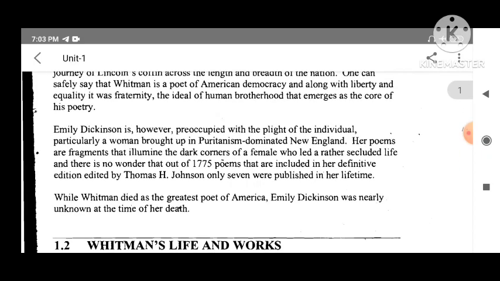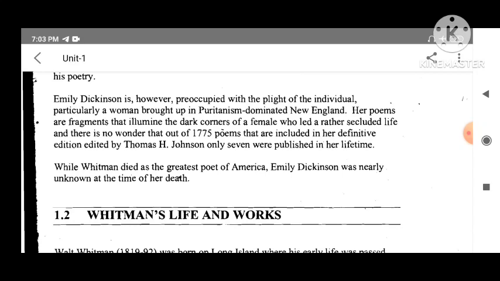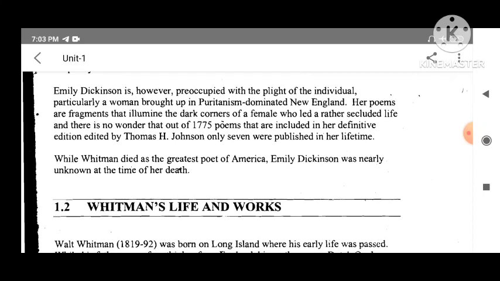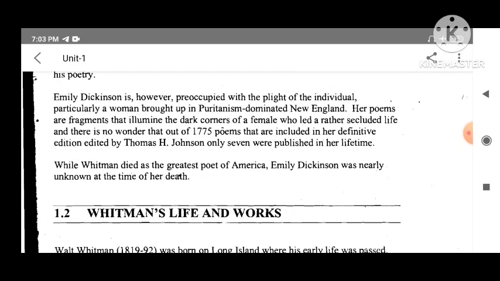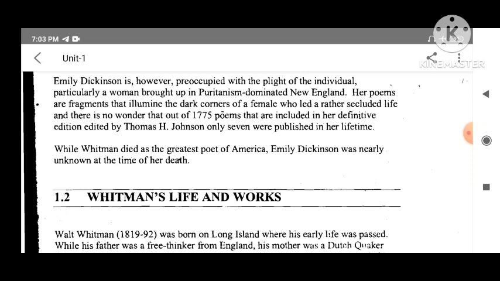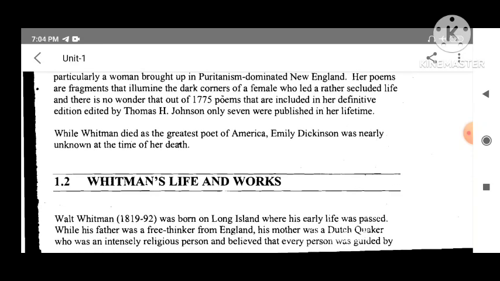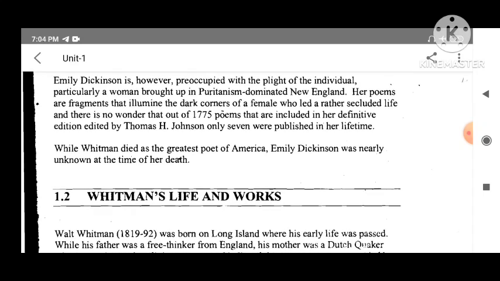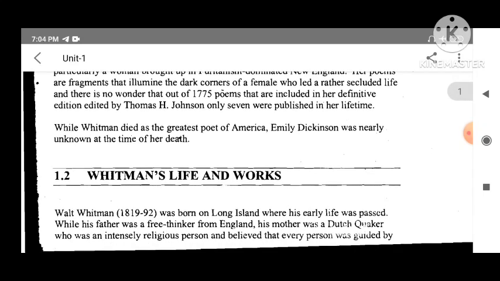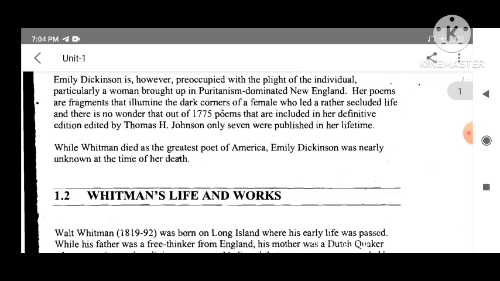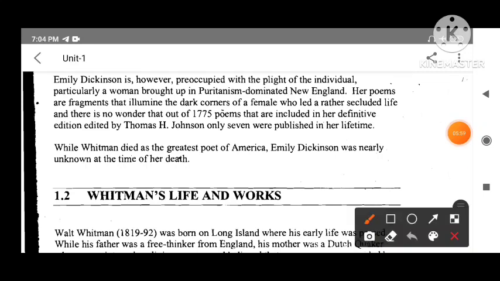So Emily Dickinson is the other part, the absent or broken part. Emily Dickinson is preoccupied with the plight of the individual, particularly a woman brought up in Puritanism-dominated New England. Her poems are fragments that illuminate the dark corners of a female who led a rather secluded life. There is no wonder that out of 1775 poems included in her definitive edition edited by Thomas H. Johnson, only 7 were published in her lifetime. So what is the number of poems written by Emily Dickinson?